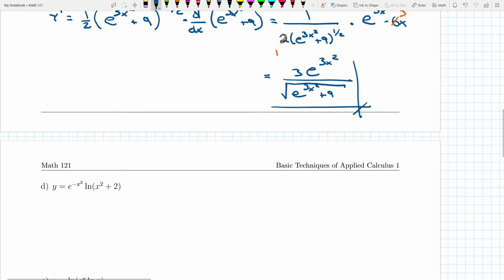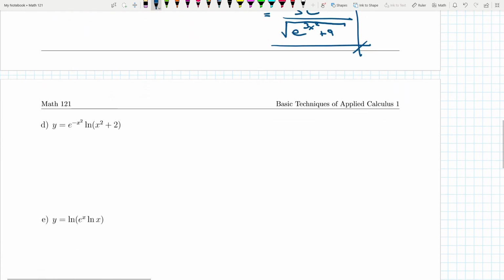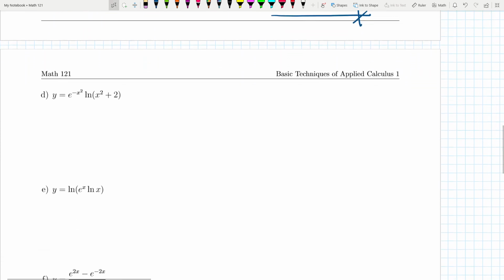Let's look at letter D: e to the negative x squared times ln of x squared plus 2. In this case, we're going to combine logarithmic functions with exponential functions, which is possible. Why not? Notice we have a product rule, and each factor individually will have a mini chain rule when we differentiate each of the terms.